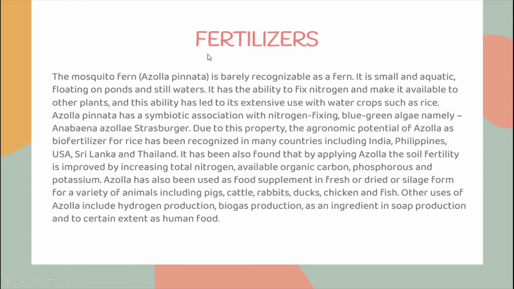Next we have fertilizers. How can the pteridophytes be good fertilizers? As you can see here, let's take a quick example of the mosquito fern, Azolla pinnata. Azolla pinnata is a small aquatic plant floating on ponds and still waters. Friends, it has the ability to fix nitrogen and make it available to other plants, and this ability has led to its extensive use with water crops such as rice. So you can see it has the ability to fix nitrogen. This is what makes it one of a kind.